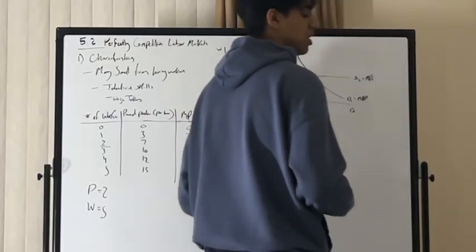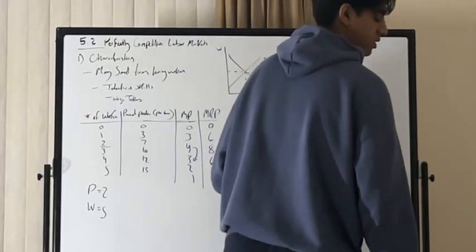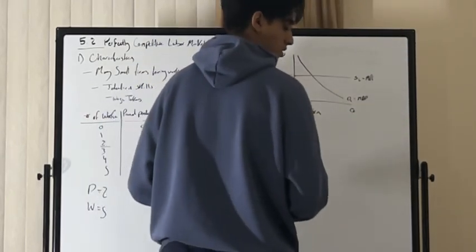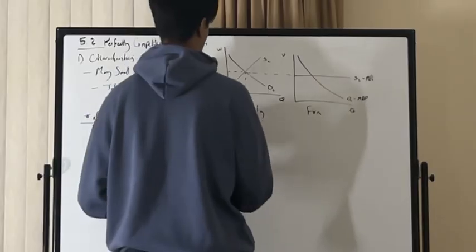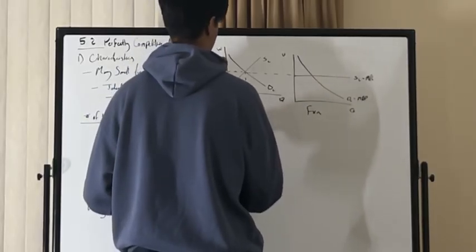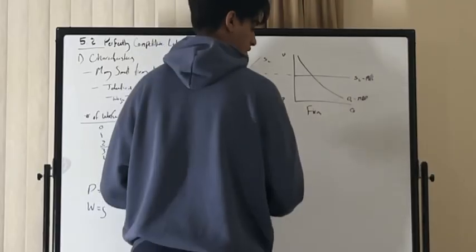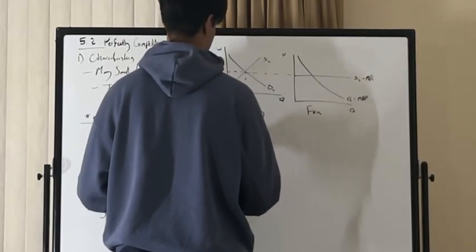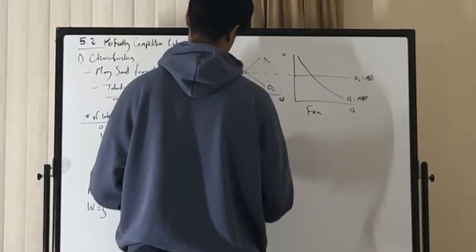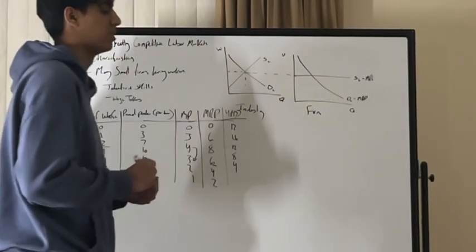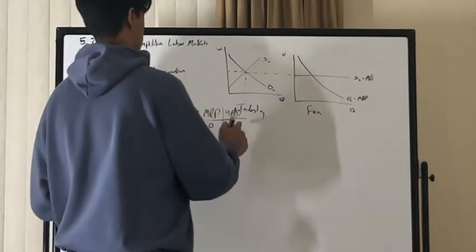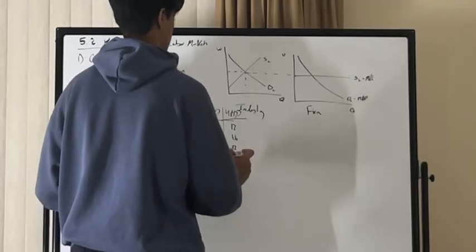If the price of potatoes doubles to $4 per pound, then we would multiply the MP times 4. And we would get 0, 12, 16, 12, 8, and 4. In this situation, the firm should hire 4 workers, so right here.